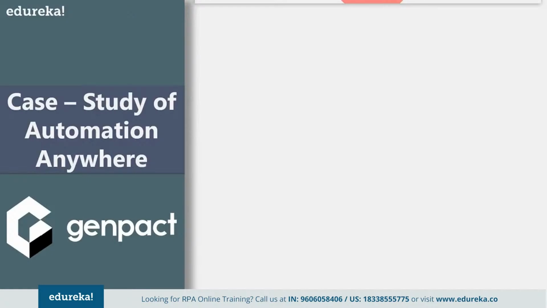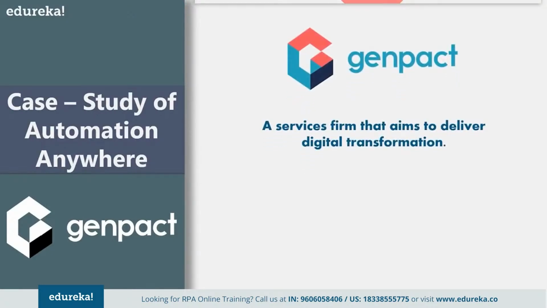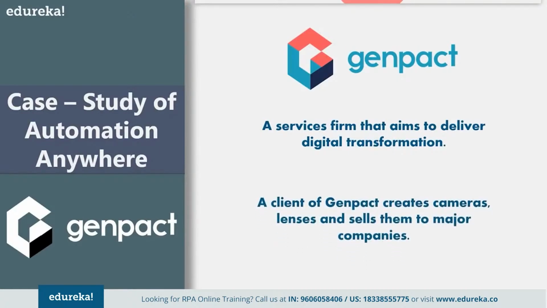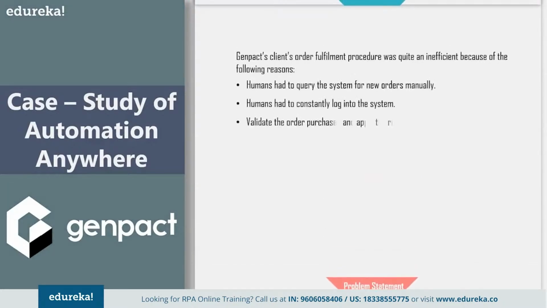So the company that I'm going to talk about is Genpact. Genpact is a services firm that aims to deliver digital transformation. A client of Genpact creates cameras and lenses and sells them to major companies. Now, the problem statement was that the client's order fulfillment procedure was quite an inefficient manual process, as humans had to query the system for new orders manually. This also caused chaos, as humans had to constantly log into the system. Also, they had to validate the order purchase and apply the relevant prices and discounts. Obviously, this procedure was quite tedious, time-consuming, and prone to errors.